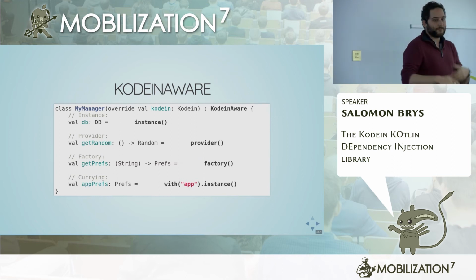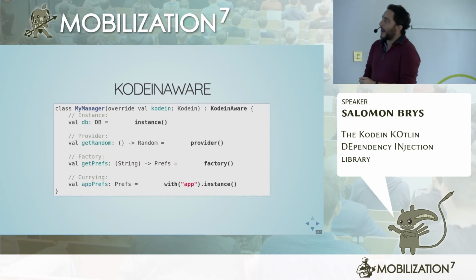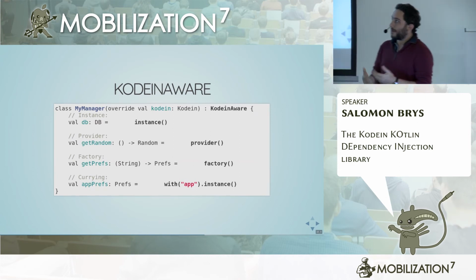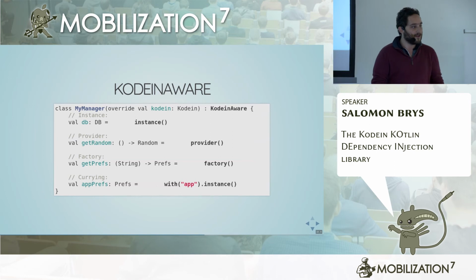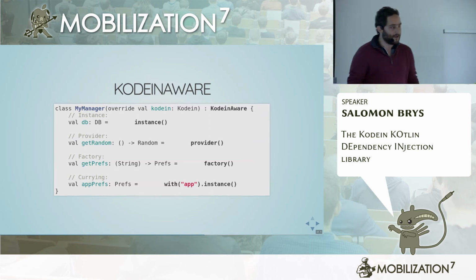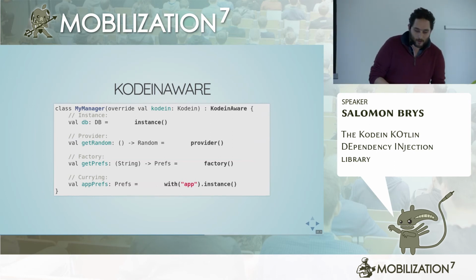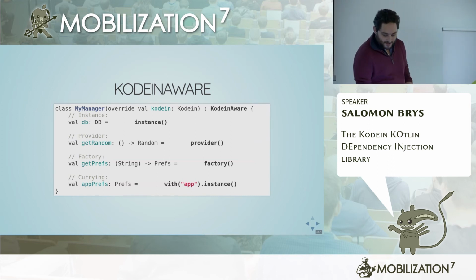Now it feels even more readable. I want a DB, it's an instance. GetRandom is a function, it's a provider. I don't even have to reference the Kodein object. It feels really semantic, it's idiomatic.